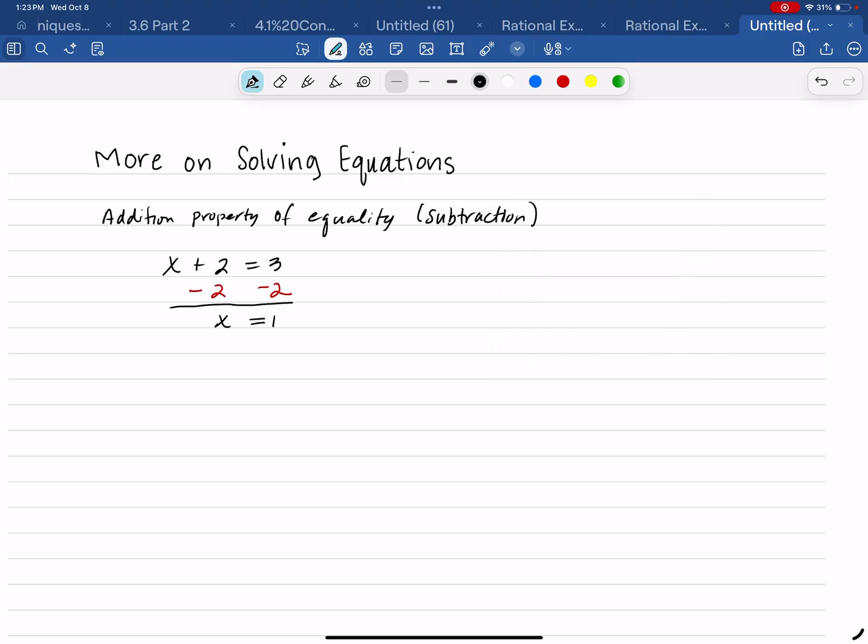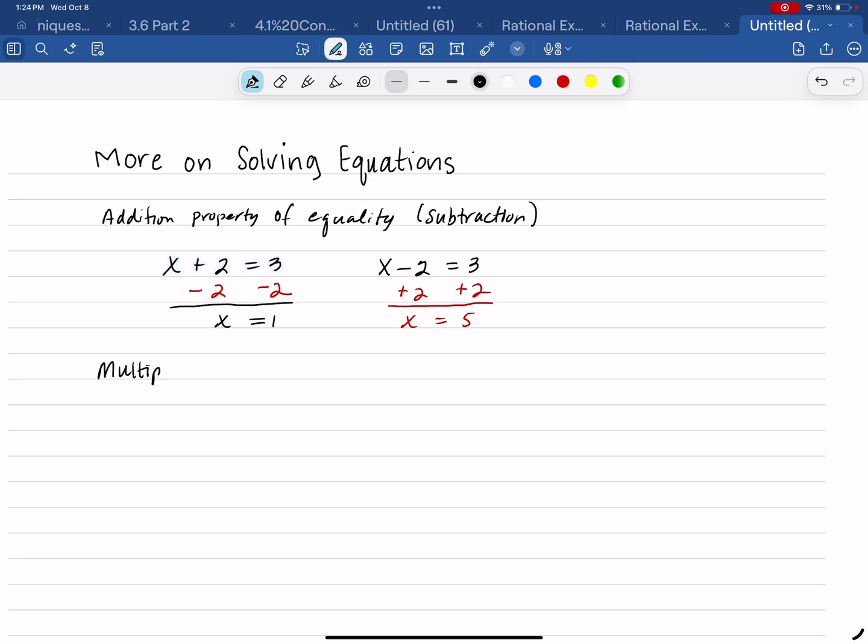So if you have subtraction, x minus 2 equals 3, you can add to both sides. x equals 5. So the addition property of equality says you may add or subtract a number from both sides of an equation and maintain your equality, and that helps us to find the value of the variable. Then, of course, there is also the multiplication and division property.